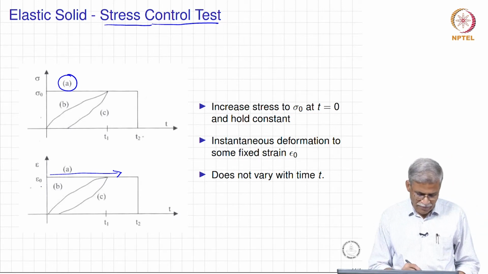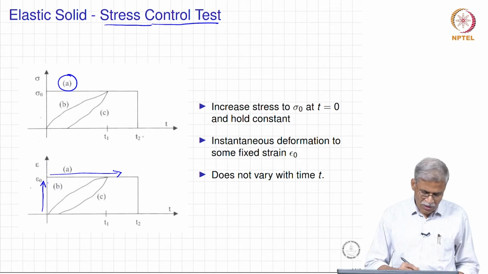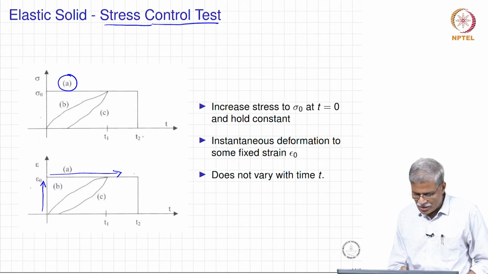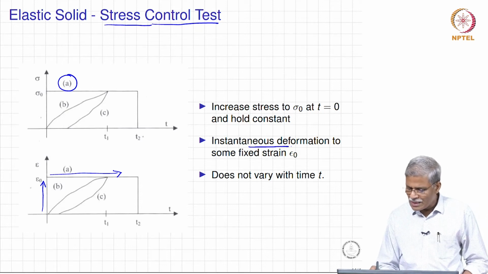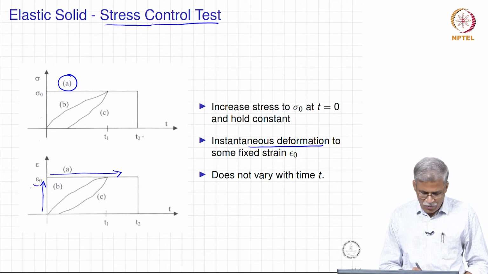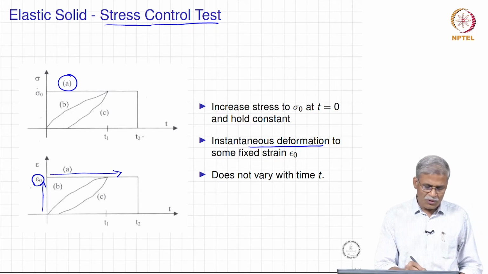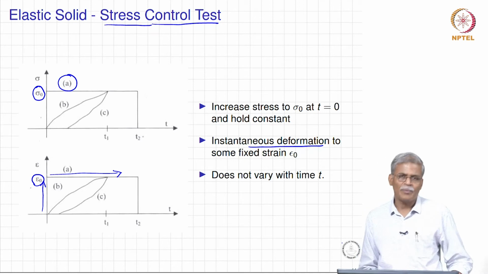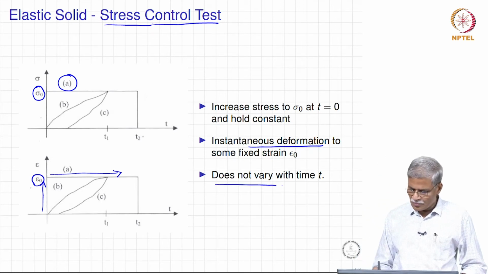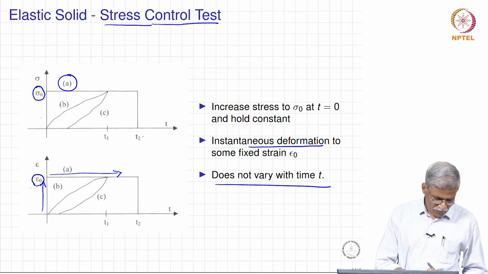So, there is going to be a jump here, and then the stress is constant, it is going to be here something like this. So, there is going to be an instantaneous deformation to some fixed value epsilon naught, which will basically depend on the value of sigma naught that we apply, and this is not varying with time t. Okay. Very nice. So, let us go to the next step.